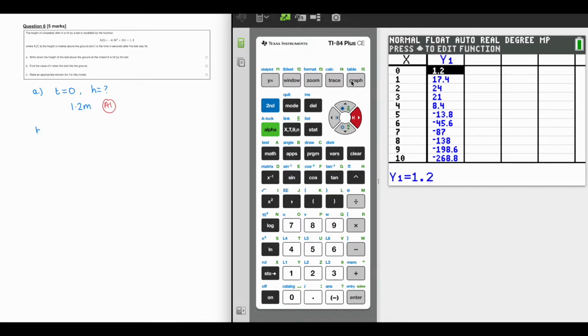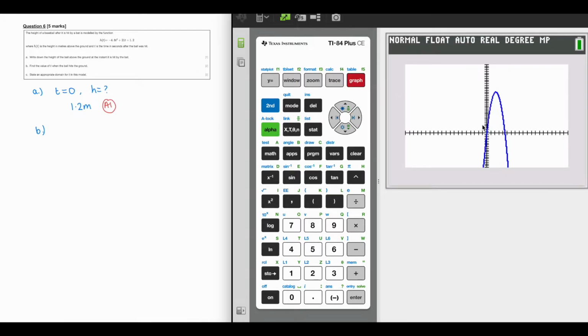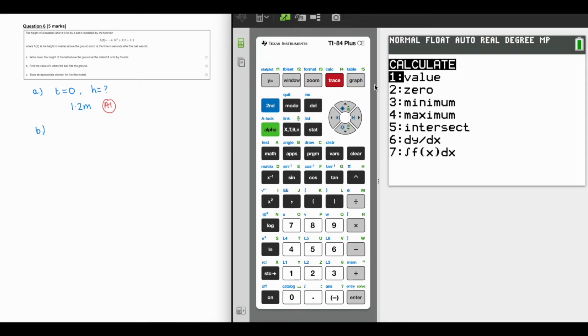And then the second one, find the value of t when it hits the ground. So when it hits the ground, if I go back to my graph, that's this point here. Okay, so I've hit the ball with the bat, it's gone high, it's bounced, and that's when it hits the ground. So to find that, I'm going to go into second function trace to find the calculations, and I want to find the zeros.